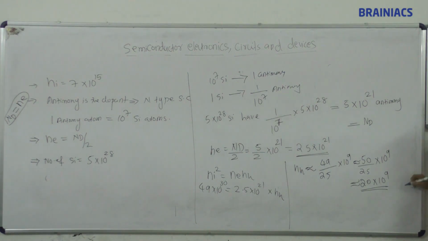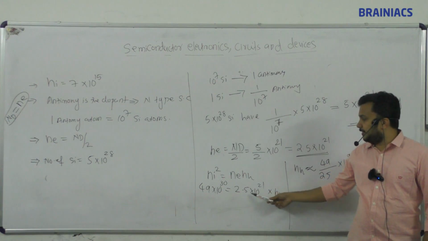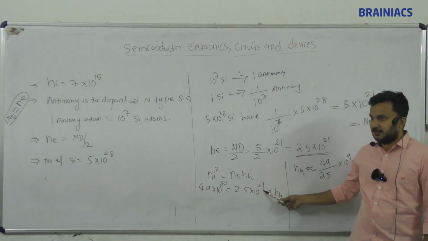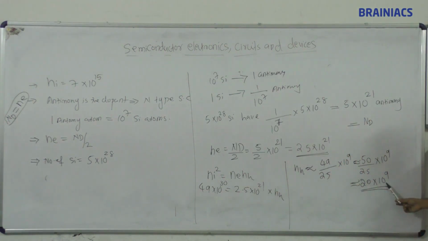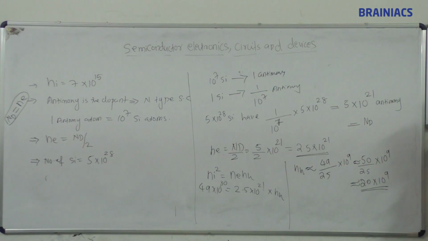20 into 10 power 9. Now you see, what type of semiconductor is this? N-type semiconductor. See the number of electrons, 2.5 into 10 power 21. Number of holes is how much? 20 into 10 power 9. So which one is higher? Electrons will be higher, holes will be lesser. Okay, all are on the same page, right?